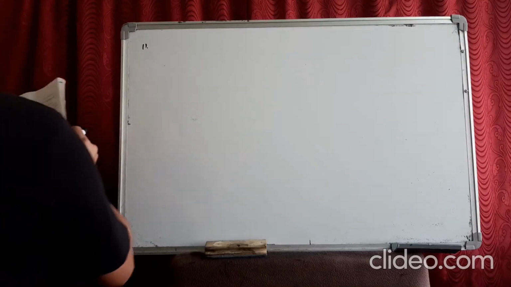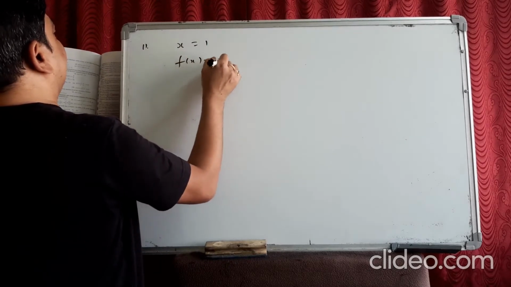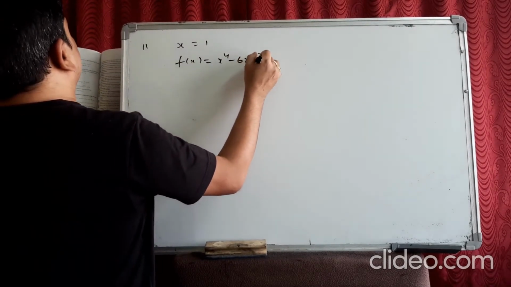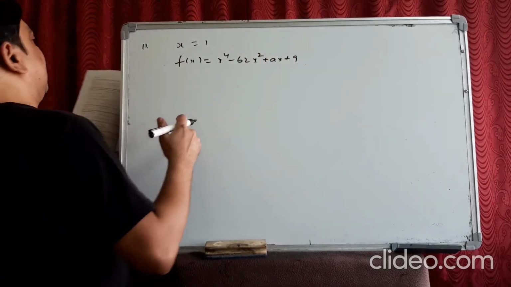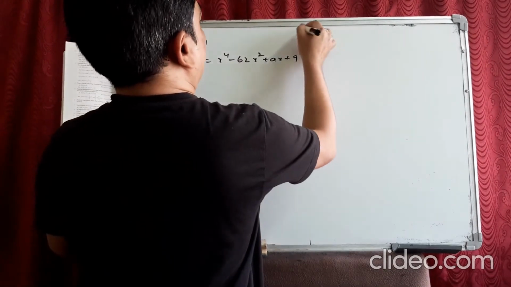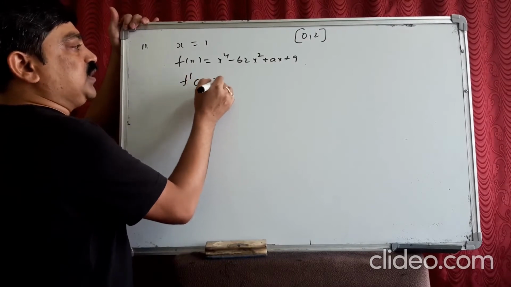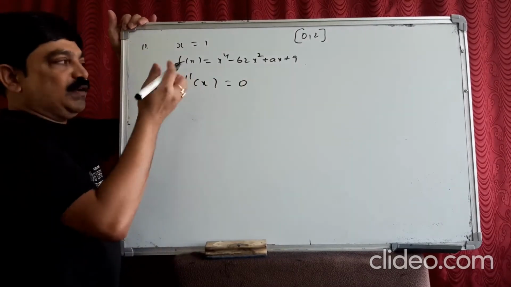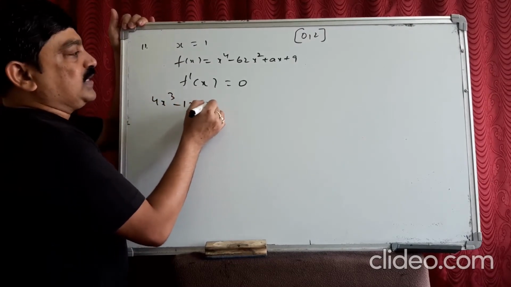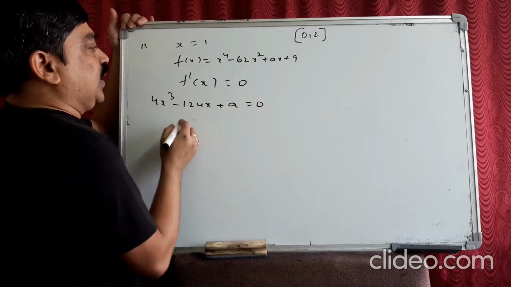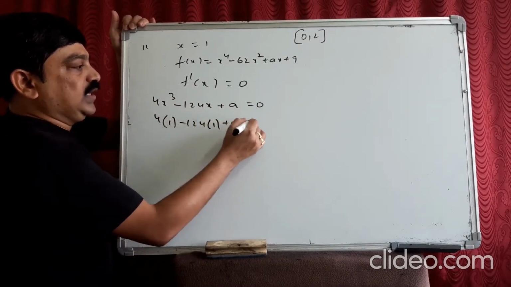See the 11th question. It is given that this function f of x, let's say ax plus 9, is having maximum value at x equal to 1 on the interval 0 to 2, closed interval. So at x equal to 1 f dash of x should be equal to 0. That means f dash of 1 should be equal to 0. So let us take 4x cube minus 124x plus a equal to 0, and you can substitute 1 because at 1 you are told that it is 0.